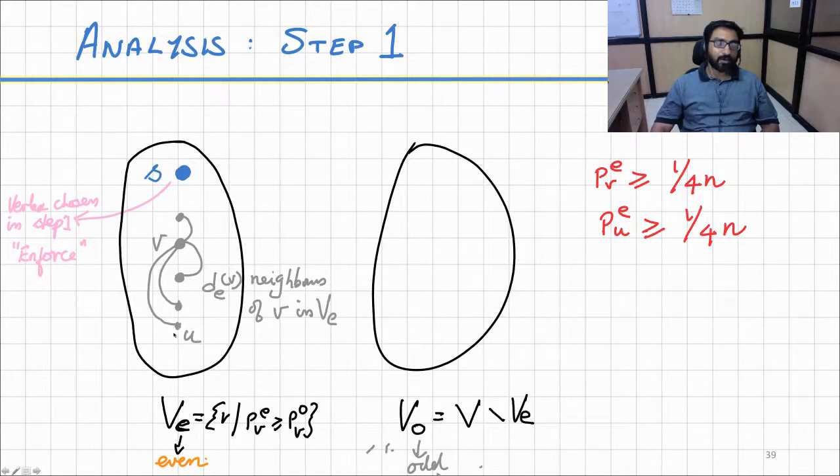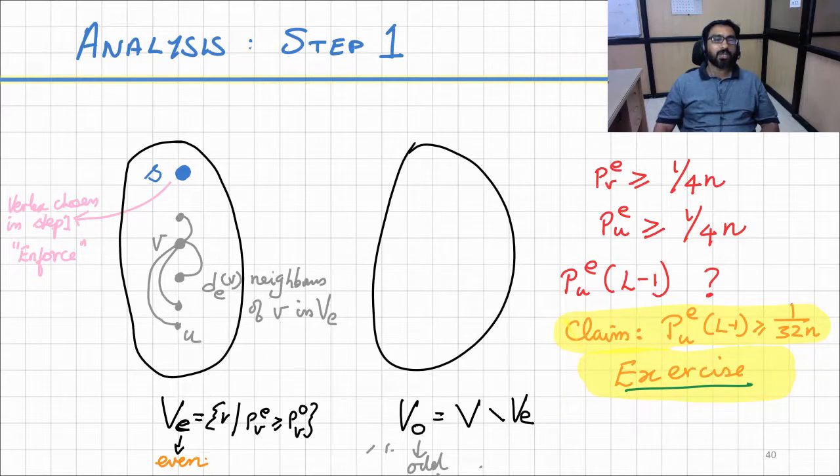So let's pick a vertex U that's a neighbor of V. And let's focus in particular on the neighborhood of V within the set VE here. So these are the neighbors. So V might have neighbors over here, but we're not going to worry about that. And under the same reasoning, we know that PUE is at least 1 over 4n.